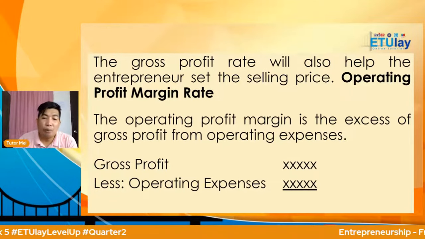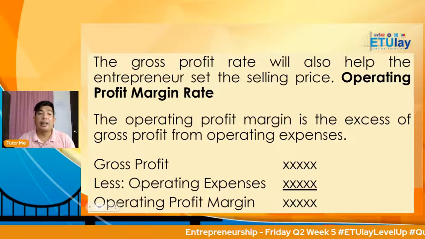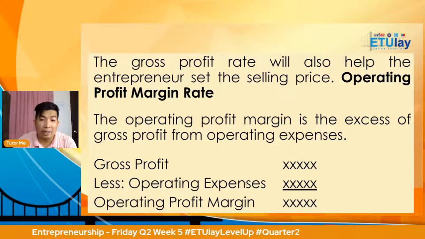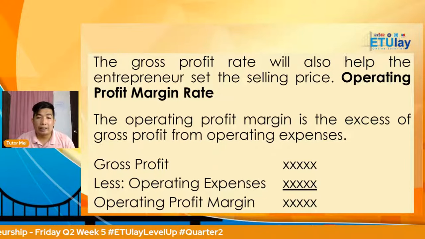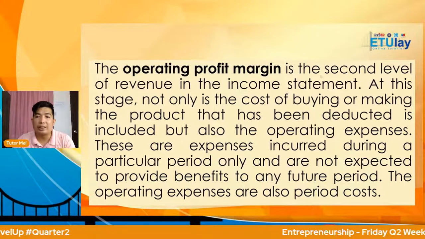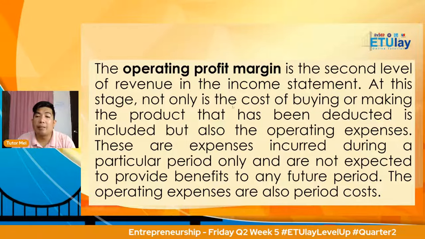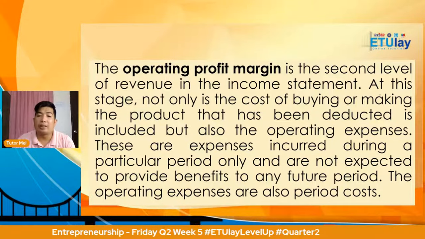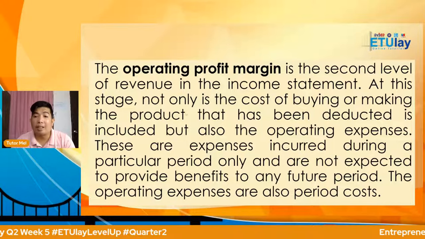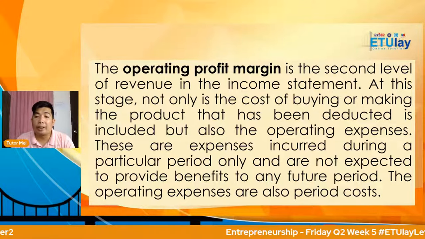Grade 10. Blue Marlin. Ayan, gross profit less operating expenses is equal to operating profit margin. Okay? Let's apply this. Okay? Ayan, so profit margin rate is second level of revenue in the income statement. This states not only the cost of buying or making the product that has been deducted, but also the operating expenses.